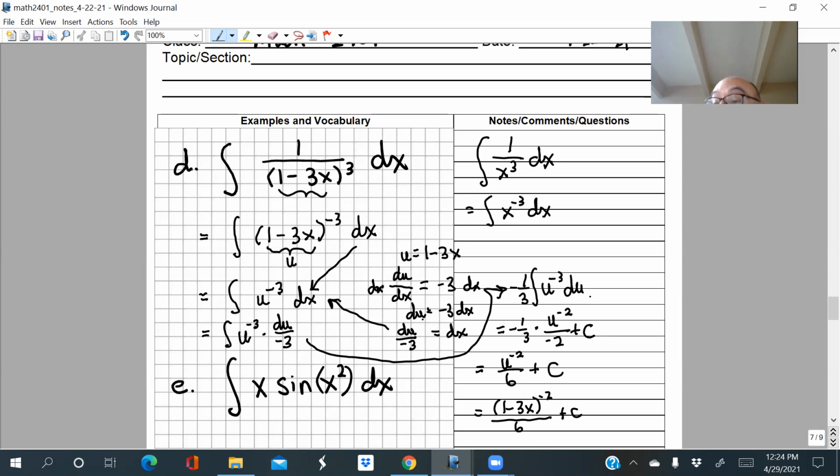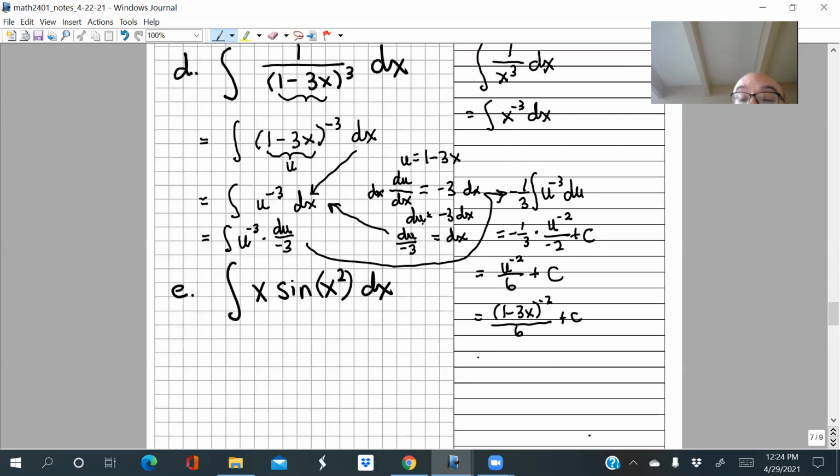And so really that's good enough. That really is the answer. But if you want to, you can go ahead and bring that minus 2 exponent back to the denominator. So I would have 1 over 6 times 1 minus 3x squared plus a constant. Wow.